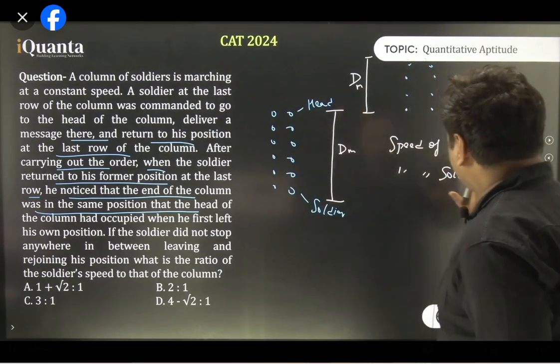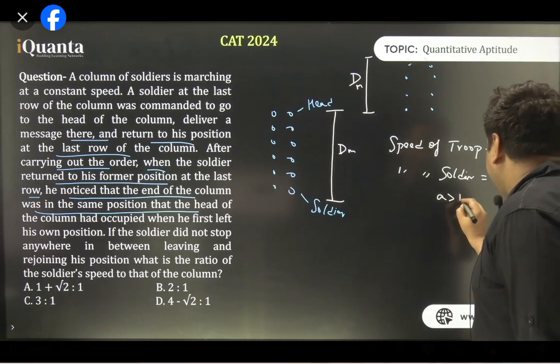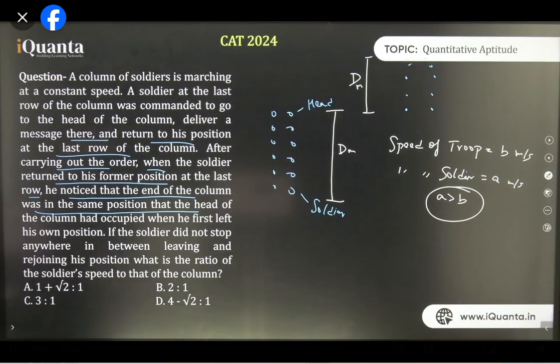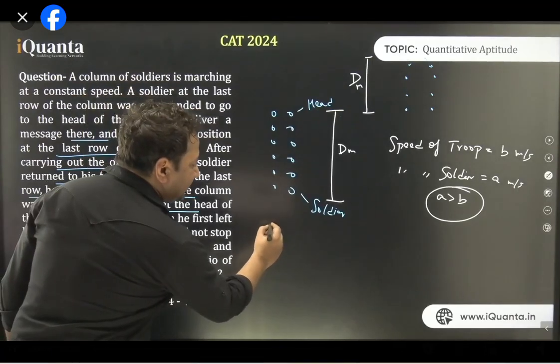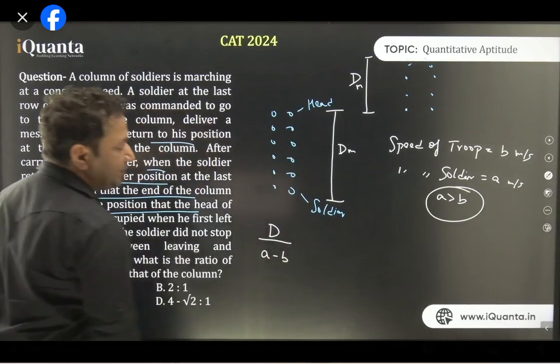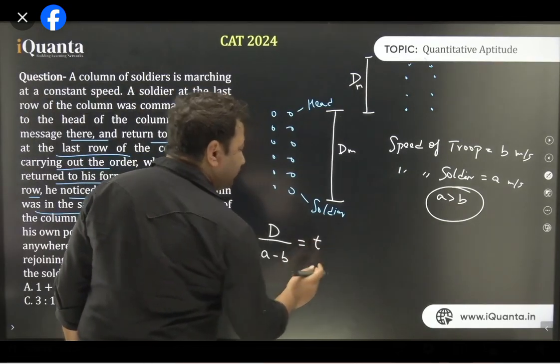Both are moving in the same direction, and I'm assuming the soldier's speed to be more than that of the troop, right? Only then will he be able to reach. A is definitely greater than B. I have assumed that A is greater than B. That is the only way that the soldier can actually reach the head of the troop. Okay. So what is happening? If I consider distance d, then d upon A minus B is the time which the soldier must have taken. All right. Time taken for the soldier to reach here.